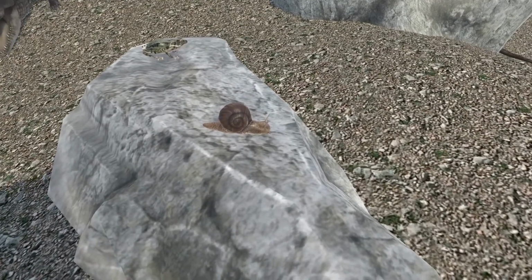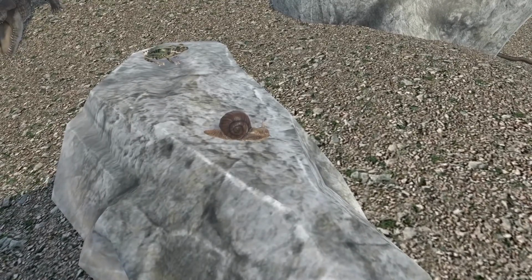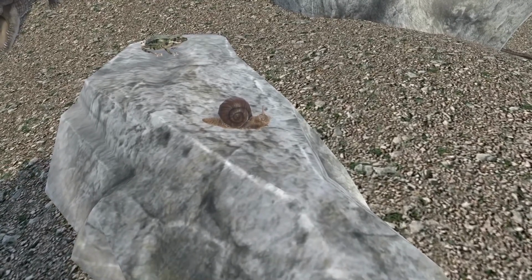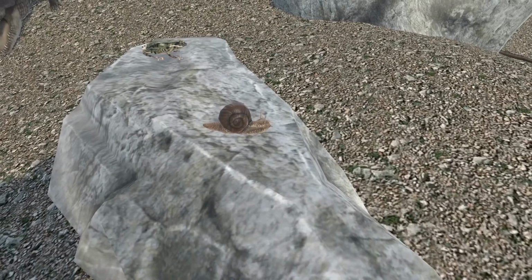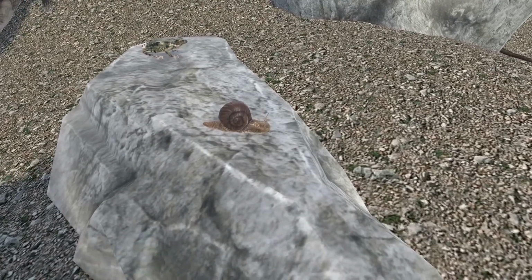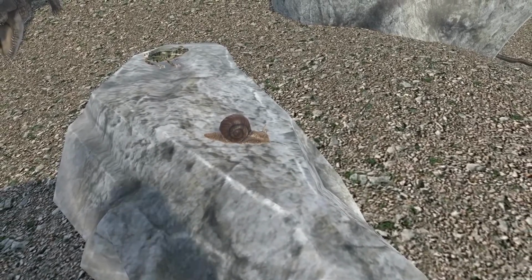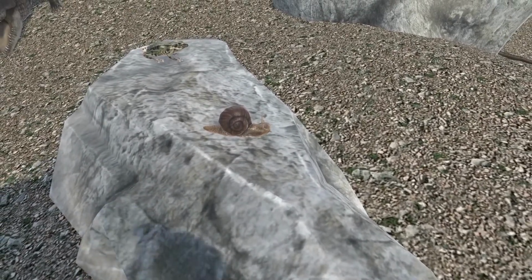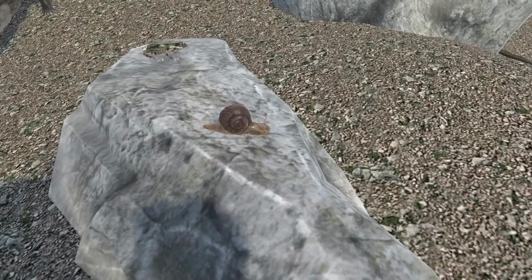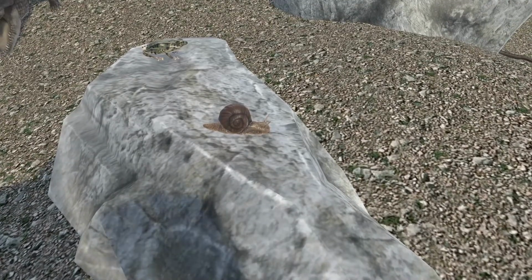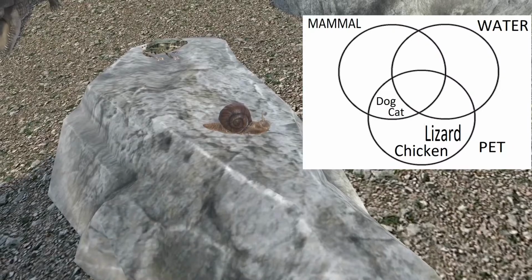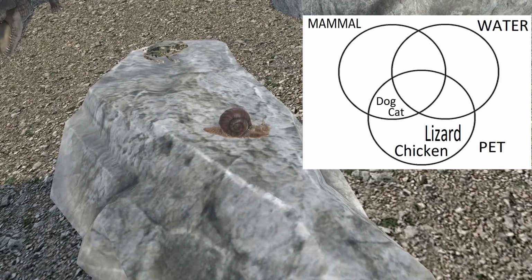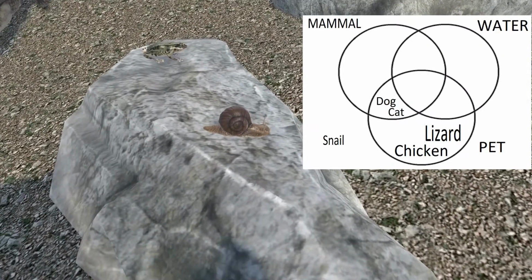Here we have a snail. Well, personally, I don't know many people that have snails as pets. So it might be a little bit different for you, but I'm going to say that a snail is not a typical pet. It's also not a mammal, and it also doesn't live in water. So the snail is going to go outside of all of our circles. Let's pop it there.